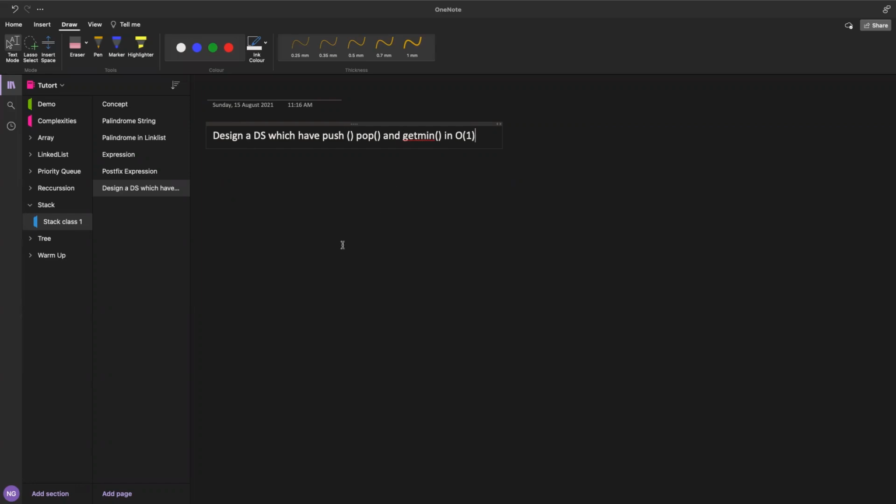Think how we can solve this. This is purely something you have to think on. Take examples. GetMin will return the minimum element in the data structure at any point of time in order of one. Also, inserting and taking out an element should take order of 1. If you are using a priority queue, GetMin is order of 1, but inserting and eliminating an element there is order of log n. So that cannot be used.